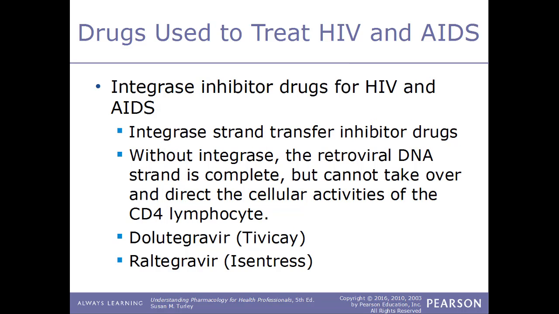So another type of drug used to treat HIV and AIDS are integrase inhibitors. And these kinds of drugs are also known as integrase strand transfer inhibitor drugs. Without the enzyme integrase, the retroviral DNA strand is complete, but it can't take over and direct the cellular activities of the CD4 lymphocyte. So if it can't take over the cell, it can't finish reproducing itself, and then eventually will die. Some examples of this kind of drug would be dolutegravir, also known by the brand name Tivicay, and raltegravir, known by its trade name Isentress.